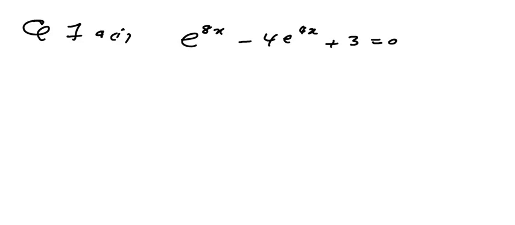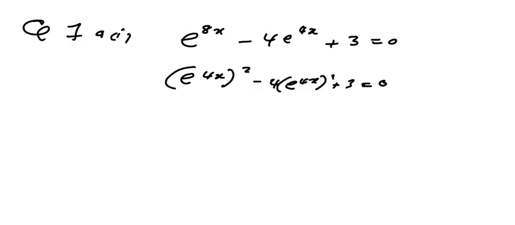So the first thing that you need to do is to identify the weird power that you have. The biggest expression here is e to the power 8x. So we're going to reduce it to look like the smaller version, which is e to the power 4x. This can be written as (e^4x)^2 minus 4e^4x plus 3, which is equal to 0.